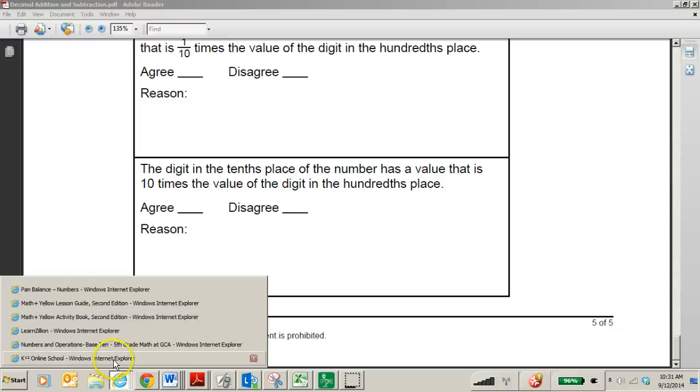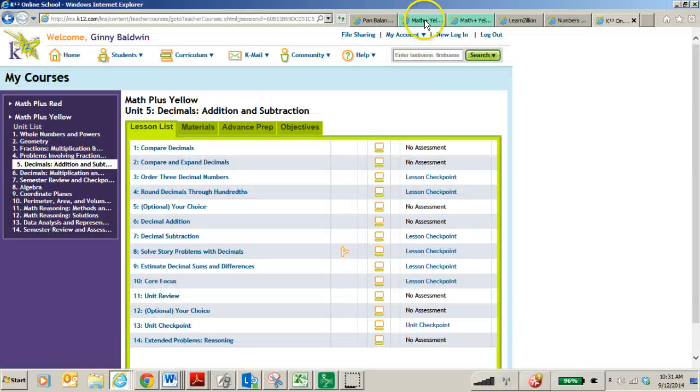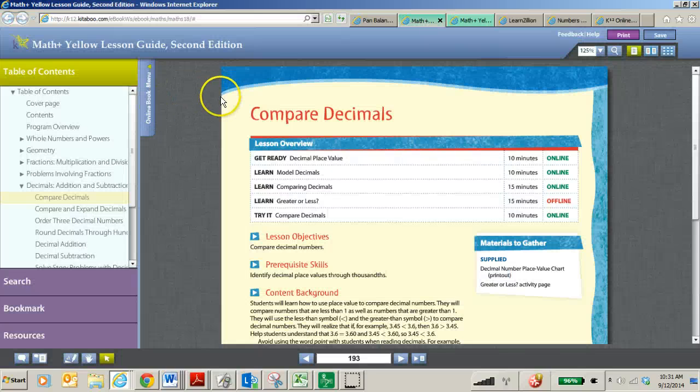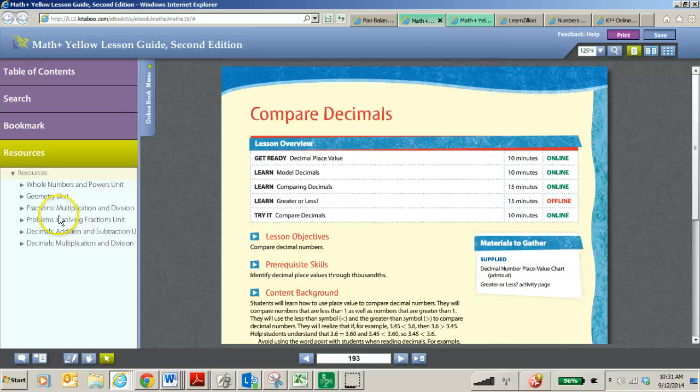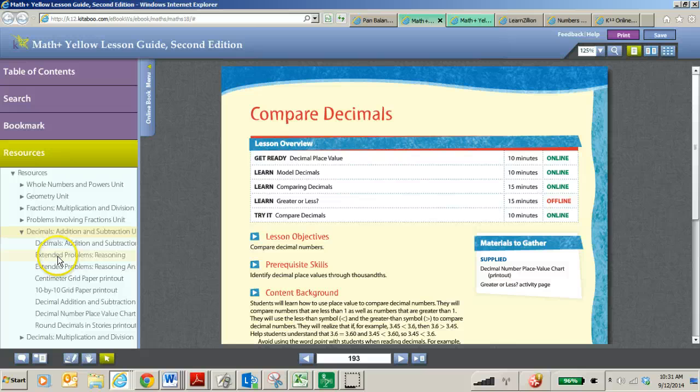So again, I'm going to show you where to find all of these resources. If we go back to the OLS, the Learning Coach lesson guide, go to the resource section and then go to decimal addition and subtraction. You're going to see the extended problem solving, the centimeter grid paper that you can cut out and color, and decimal place value charts, so you can compare digits just like we did.